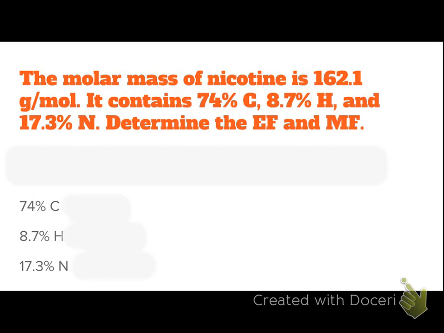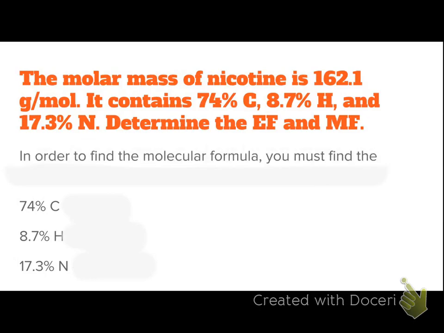Alright, next problem. The molar mass of nicotine is 162.1 grams per mole. It contains 74% carbon, 8.7% hydrogen, and 17.3% nitrogen. Determine the empirical and the molecular formula. Now, in order to find the molecular formula, you must find the empirical formula first. So we're going to have to do the empirical formula, which is what we just did, before we can even think about finding the molecular.